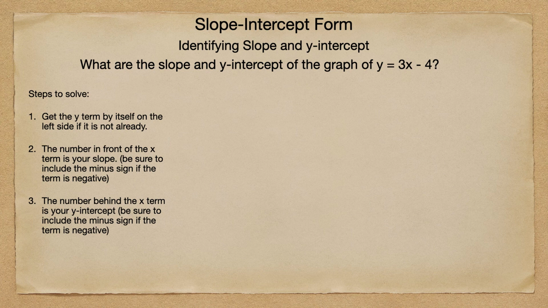We're going to begin by getting the y term by itself on the left side if it's not already. The y term is by itself on the left side, so we're good there. We're going to recognize that the number in front of the x term is my slope. So we're going to take the 3 in front of the x term, and that is our slope of 3.